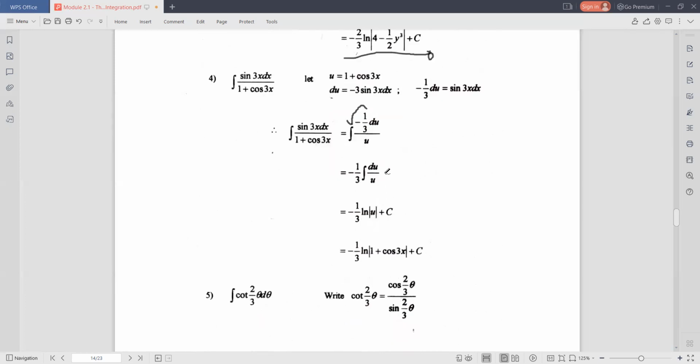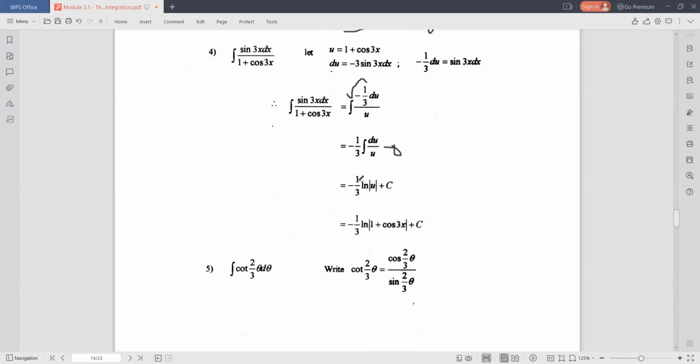Tapos, again, general integral formula number 2. So that is negative 1/3 ln of u plus c. Then substitute back the value of u, that is 1 plus cosine 3x. So therefore, your general solution would be ito, negative 1/3 ln of the absolute value of 1 plus cosine 3x plus c. Yan. So simple lang, madali lang siya.